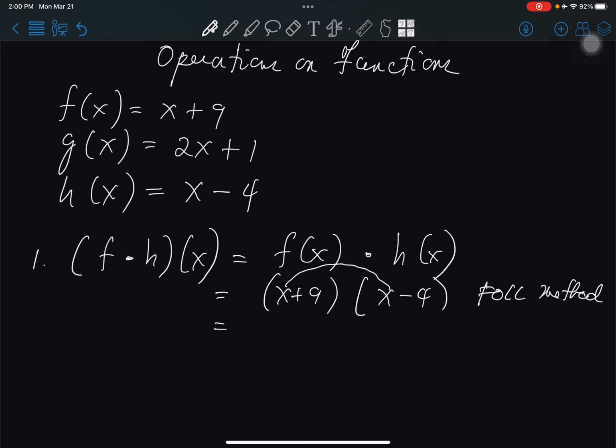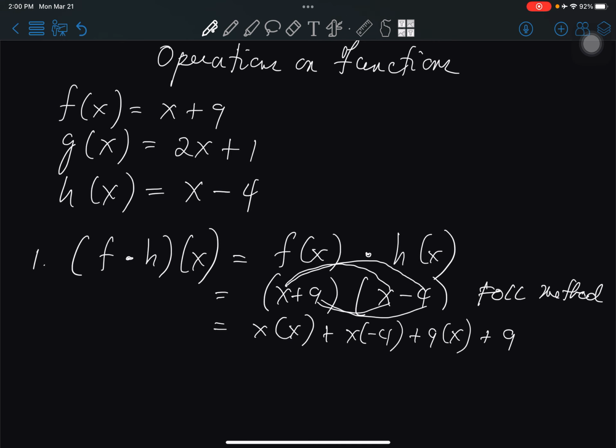That's the reason now you have to know your laws of exponents, okay? So we have x times x. You write here x times x, okay? So that can also be termed as your first terms. Then plus we have x times your outer terms, so we have x multiplied by negative 4. Then next we have 9 times x, so plus 9 times x. Then next 9 times negative 4, so plus 9 times negative 4.